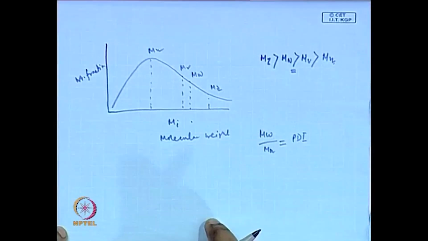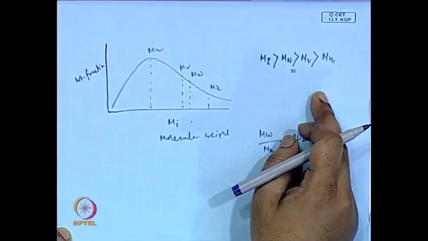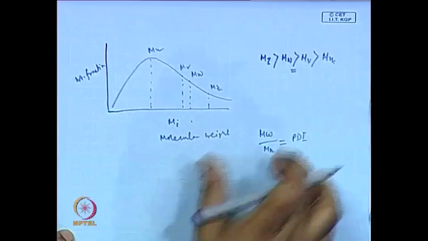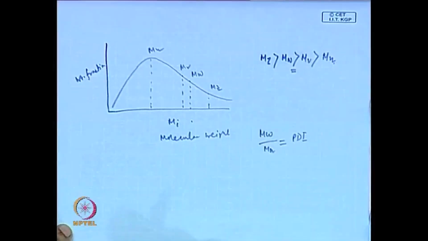So, in the next lecture I will continue with what is the necessity of having more than one molecular weight for a given polymer sample. Why can we not just say Mn? We will try to see and explain the necessity of these different molecular weights.